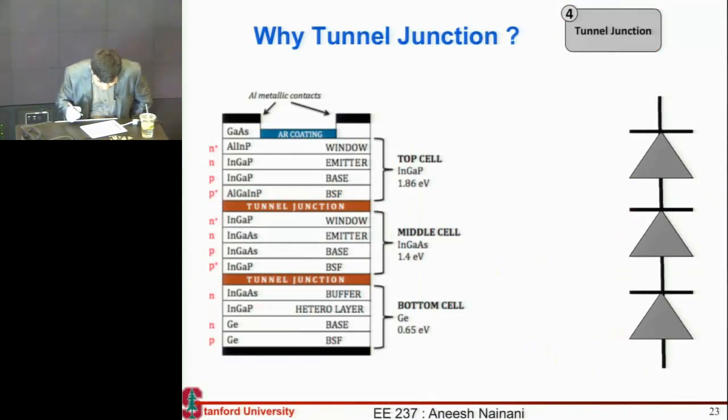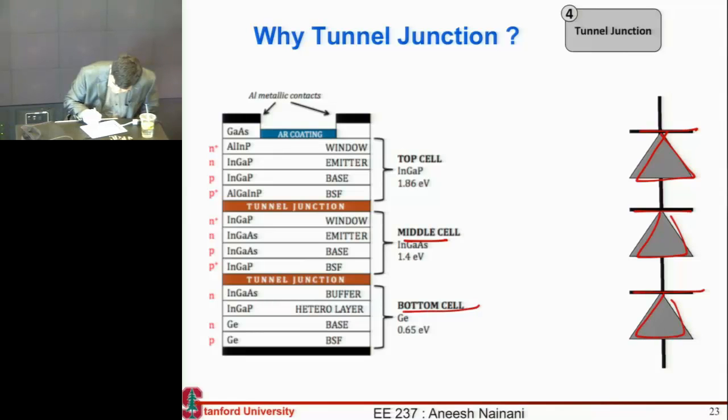Okay, now is the important thing. So why do I need this thing called a tunnel junction? Okay, so I have these three diodes. I have this top diode, right? This is a PN diode. I have this diode which is an intermediate cell. This is a PN diode. I have this third diode which is a PN diode. So these three diodes are connected in series.